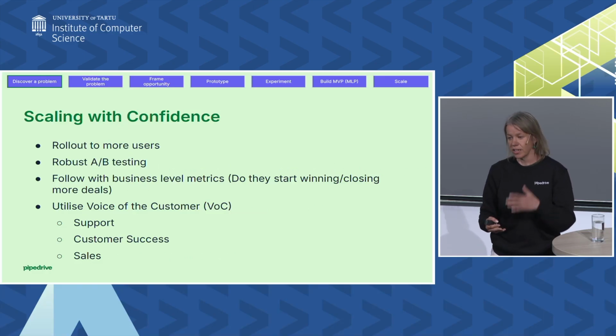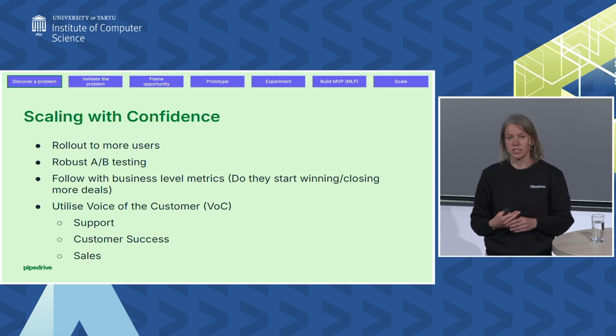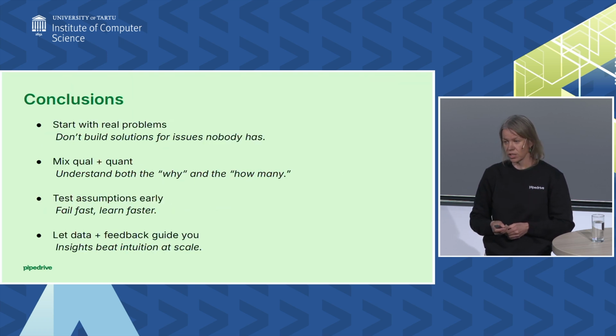And luckily, as we have big support, customer success and sales teams, they are getting chats from customers, and we can already utilize that information. Oh my God, there's a customer asking about these new features. He was so amazed about that, or this didn't work at all. So we start getting this feedback already on top of everything we do in interview phases. So, conclusion: start with real problems, mix qual and quant, test assumptions as early as possible, and let data and feedback guide you.